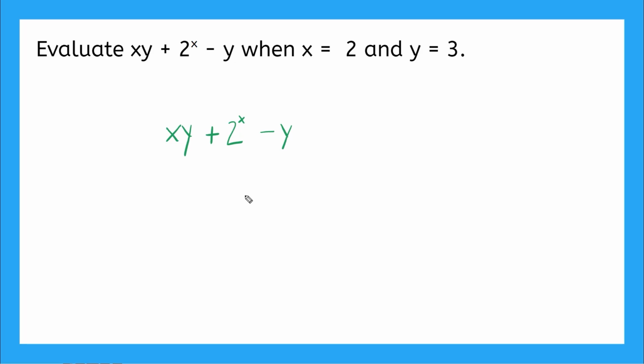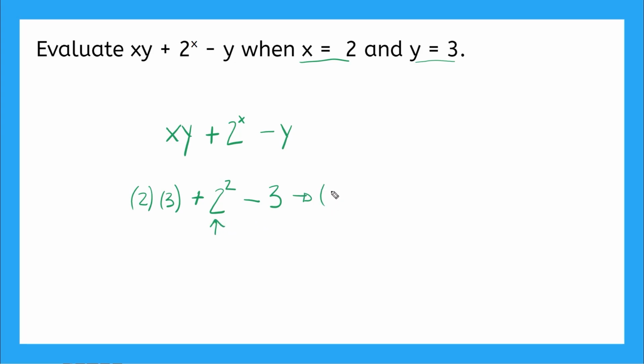Okay, well, I have my given values for x and y, so I'm going to do substitution. Anywhere I see an x, I'm going to replace it with a 2. Anywhere I see a y, I'm going to replace it with a 3. So I'm going to use my parentheses here. X is 2, y is 3, plus 2 to the power of x, which is 2, minus y, which is 3.